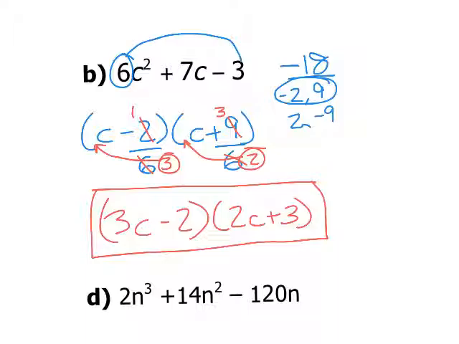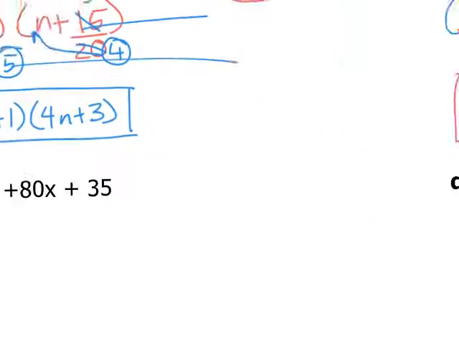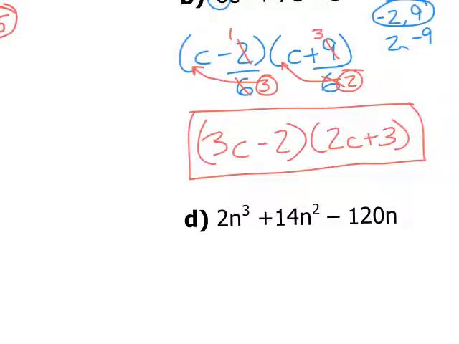Okay, questions on B? You're going to have to go back and watch notes. Yeah. Any other questions? We good? Okay. Let's look at C. What was the answer for number 2? 3c minus 2, 2c plus 3.